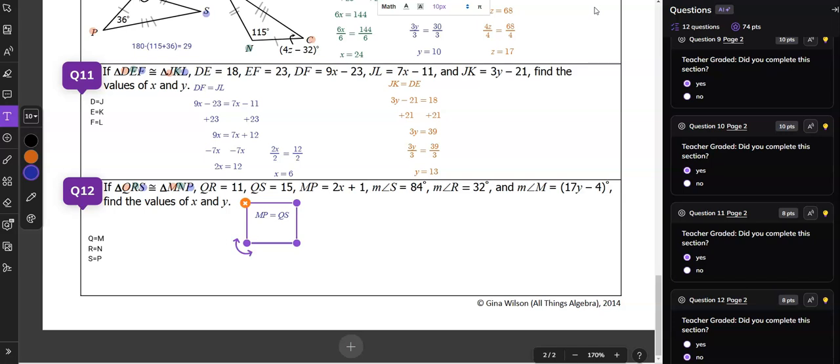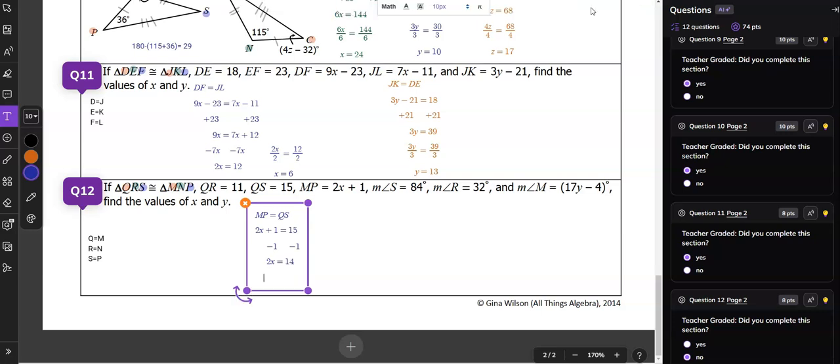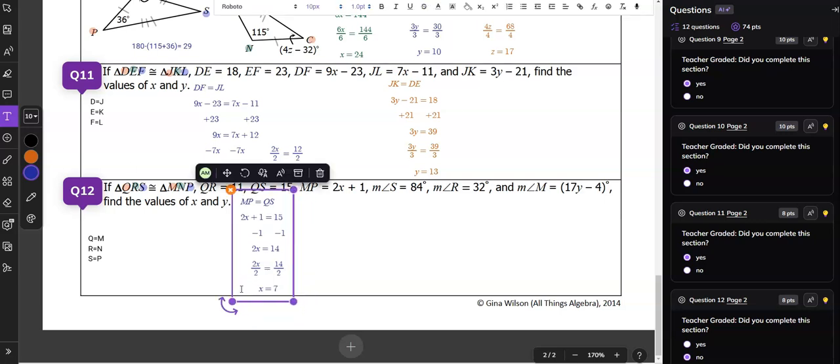All right, so MP is 2x plus 1, and that's going to equal 15. We're going to subtract 1 from both sides, and we're going to end up with 2x equals 14. Divide both sides by 2. And that's going to leave us with an answer to this problem of x equals 7. And then it wants us to find y.